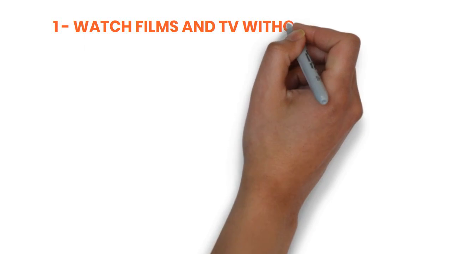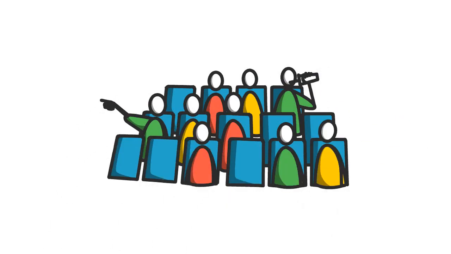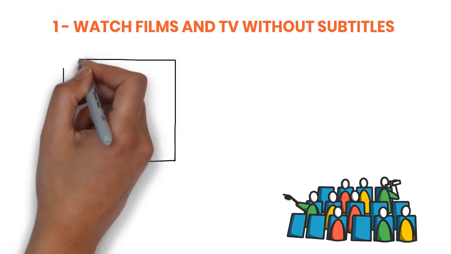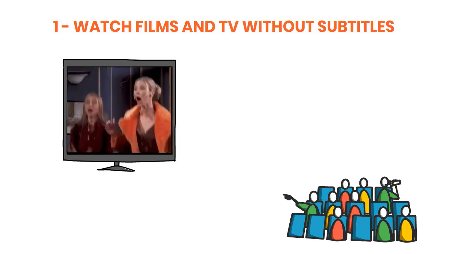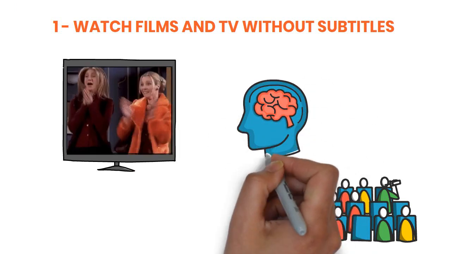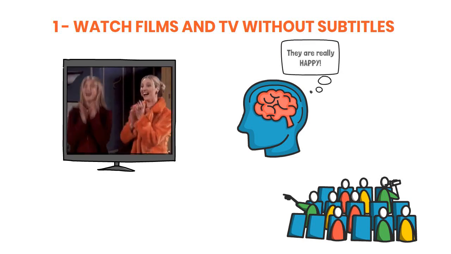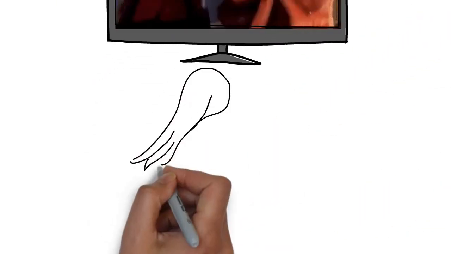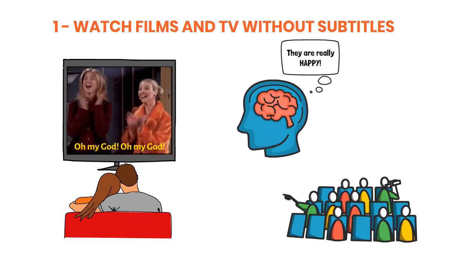Watch films and TV without subtitles. The first tip I would recommend is to watch films and TV shows in English and without subtitles. First of all, the exposure to the language will be very helpful, and the association with what you see on the screen and what you hear will be very beneficial for you. You will be able to understand what is happening through body language and the tone they are using when talking. So this is great for training your listening while also training your brain not to think of the word in your native language. If you're a beginner, you can use the subtitles the first time you watch the show, but then try again without using the subtitles.